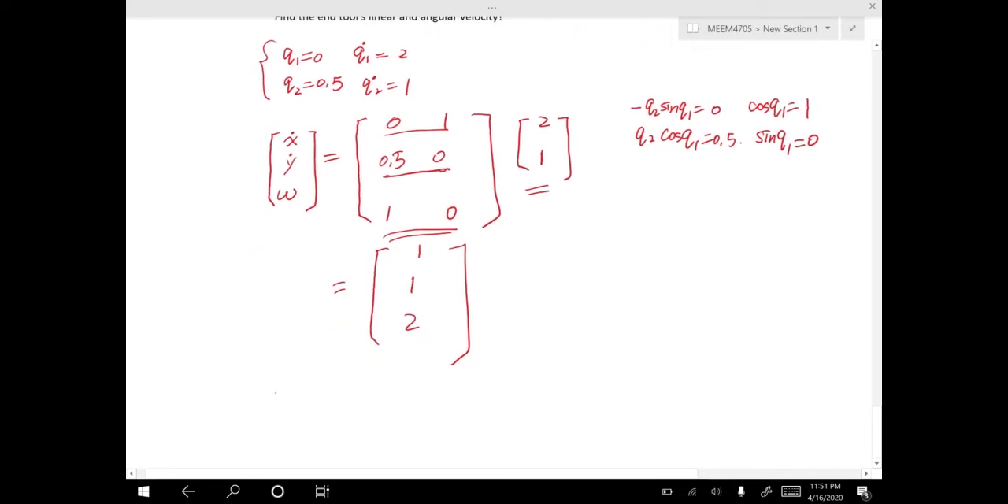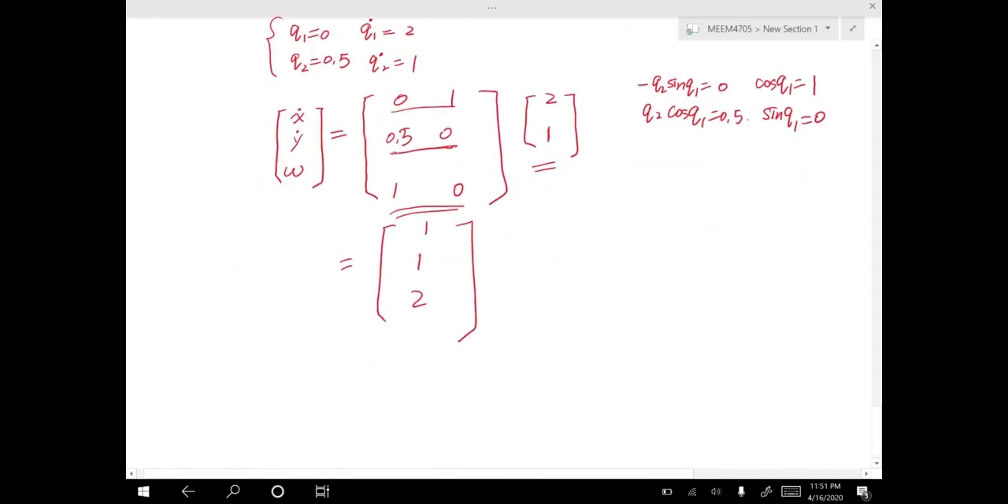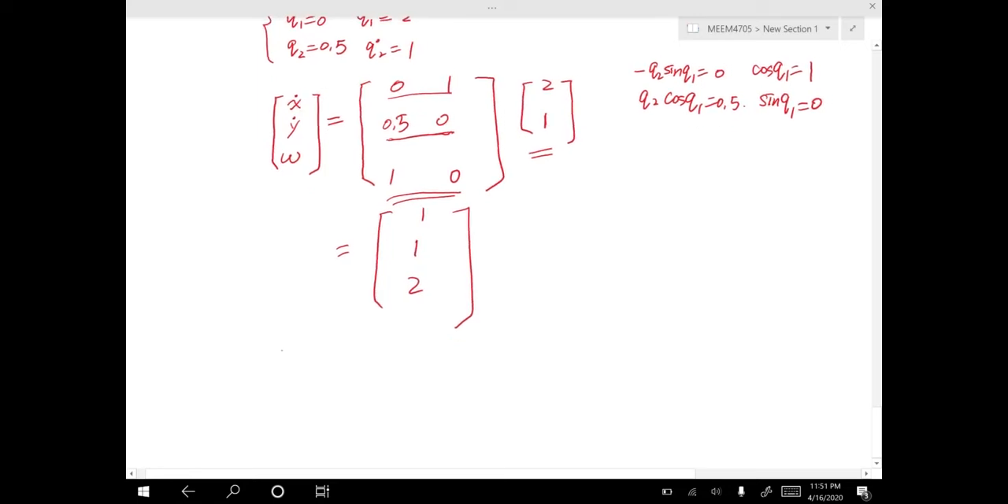So to answer the question, the end effector's, the end tool's, linear and angular velocity: along the x-axis, the velocity is 1 meter per second. And along the y-axis, the linear velocity is 1 meter per second, because this is x dot and this is y dot. And the angular velocity is 2 radians per second.